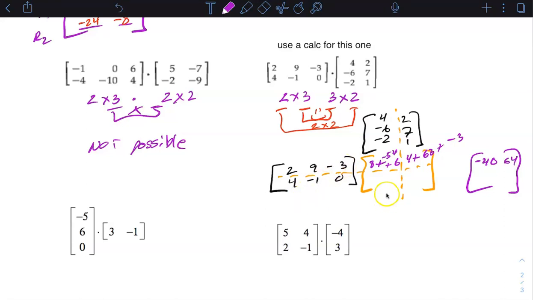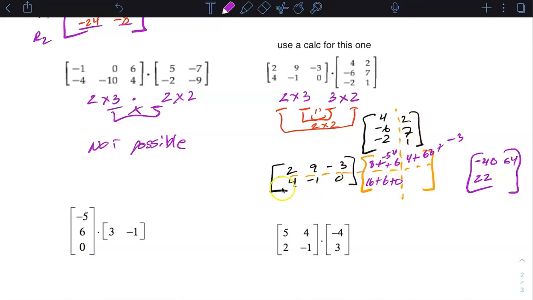Then we go to the bottom row. Right? So this row goes with the first column. So 16 plus 6 plus 0. Love the zeros. Right? So 4 times 4 is 16. Negative 1 times negative 6 is 6. And then 0 times anything is 0. So I get 22. And then the one right here.